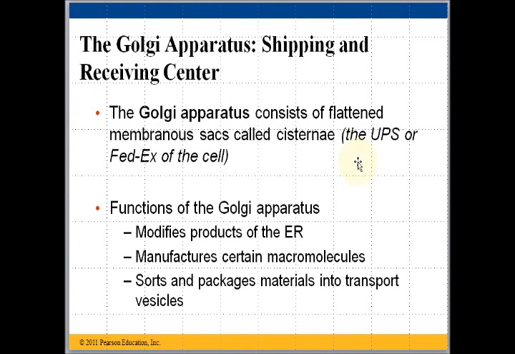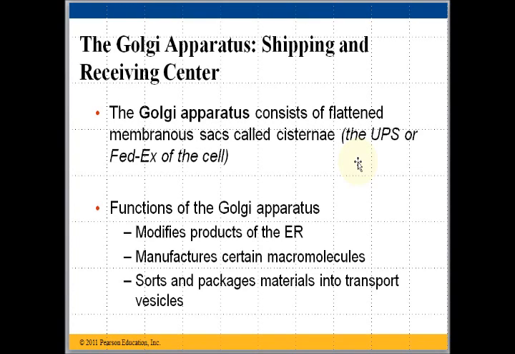Next on our list is the Golgi apparatus, sometimes called the Golgi body. This is kind of like the shipping and receiving center of the cell. So again, if we're comparing the cell to a city, you might call this like the UPS or the FedEx of the cell. It packs and ships various materials throughout the cell. It's made up of various layers of flattened membrane. These sacs are called cisternae, and it has a variety of functions.